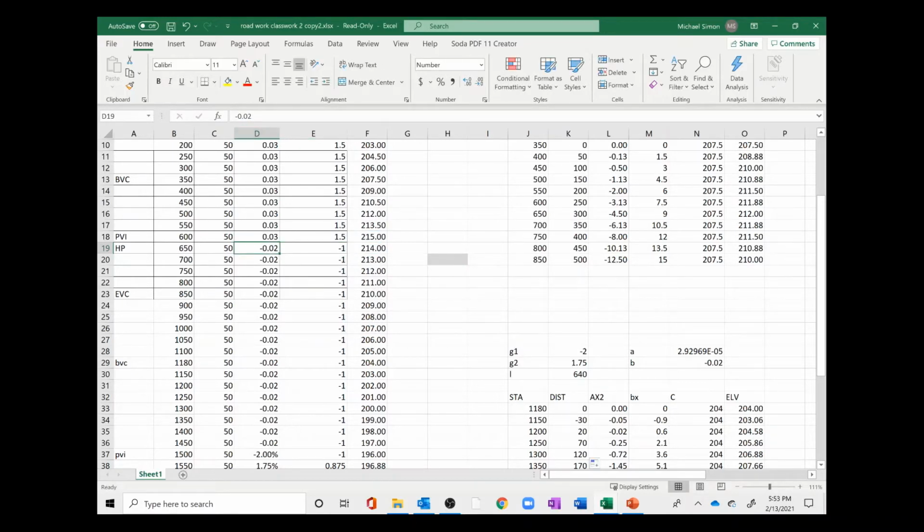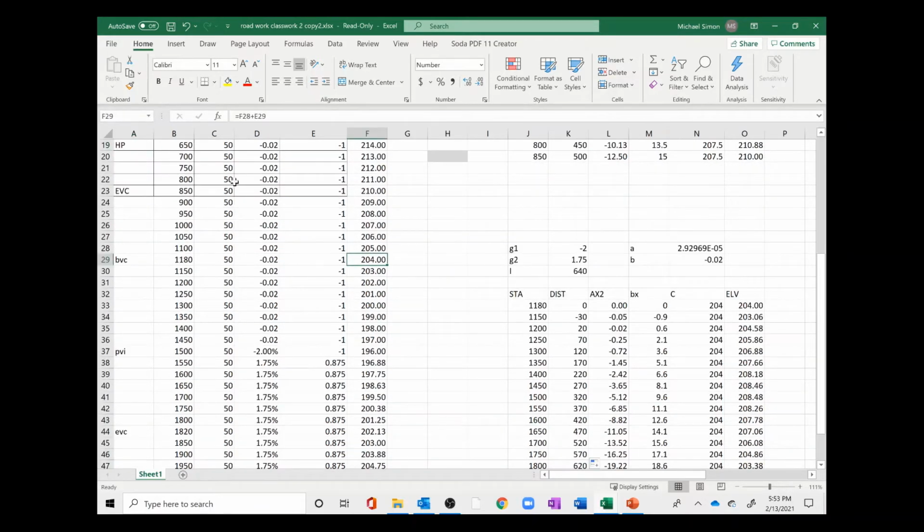So from the PVI to the high point, station 650, going downhill, dropping it by 1. BVC is 204. All right, looks like it's off. You know what? I might be off. 1150, 1180. That was it. Okay. You had a difference. Let me just undo what I just did.